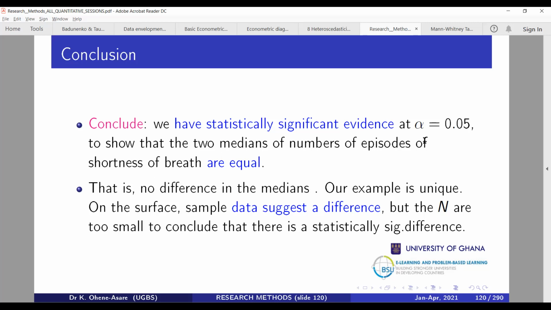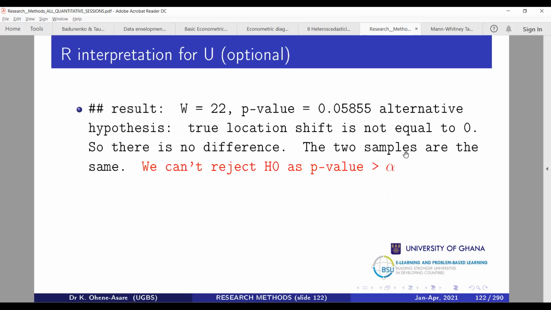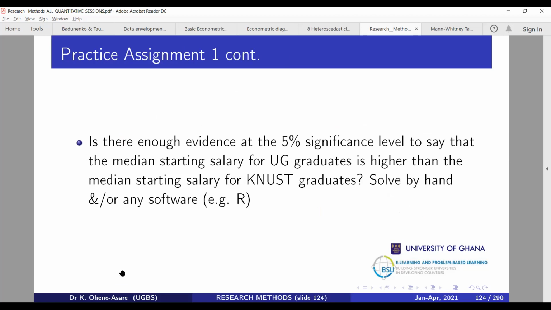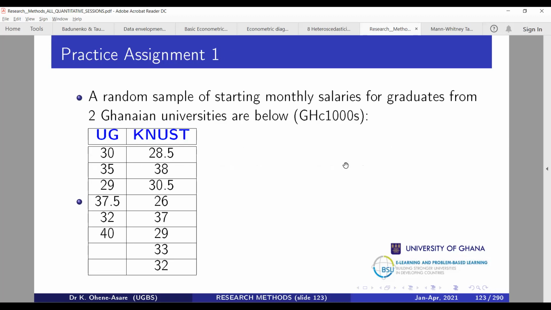And this is how you do the Mann-Whitney U test. I have a couple of examples here. This is another example. A random sample of starting monthly salaries of graduates from 2 Ghanaian universities, UG and KNUST. Now, if you look at the numbers, just the same thing. The question is this: is there enough evidence at the 5% level to say that the median starting salary for the UG graduates is higher than the median starting salary for the KNUST graduates? Solve by hand and with the software.